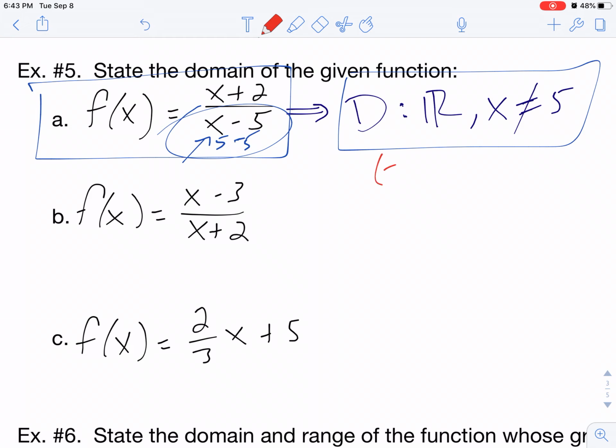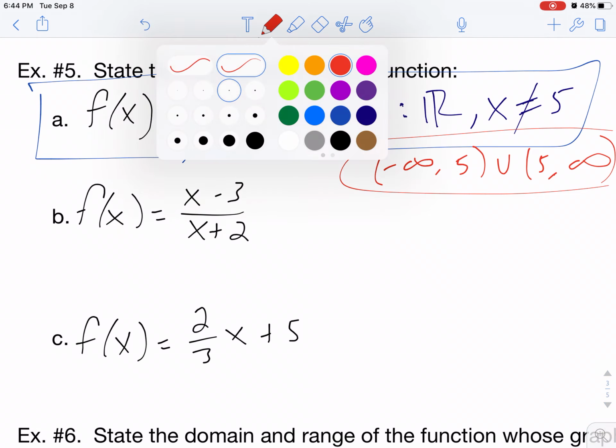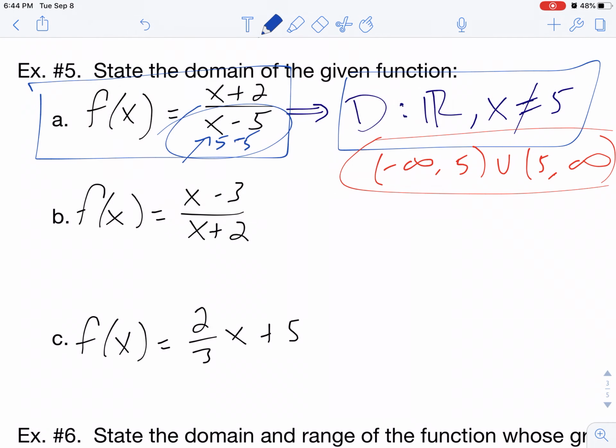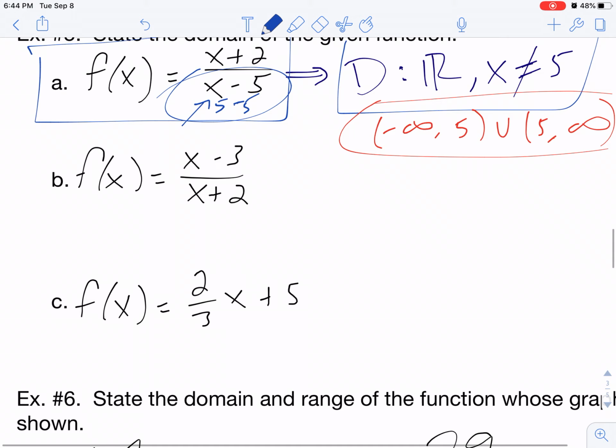Your textbook and my math lab may ask you to write it like this. They're both correct, as far as I'm concerned. And there's lots of other ways to write the domain, but as long as you can make your thoughts clear, it's usually okay with me. But I know my math lab is pickier than I am.